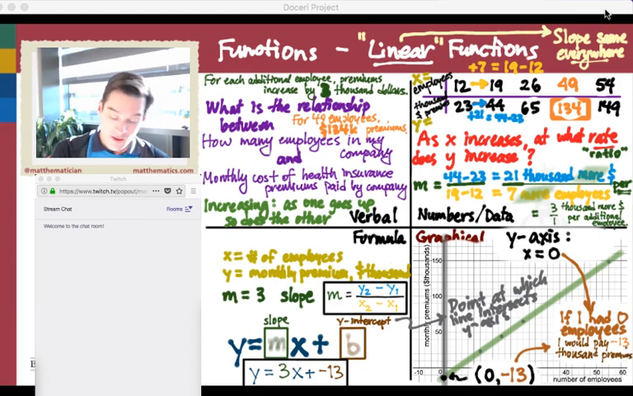Run out of space there. Okay, so there is a complete sentence that contextualizes the meaning of the y-intercept in this example from last week. If I had 0 employees, so if I cut everybody, including myself, from the company, presumably, then I would pay negative $13,000 in health insurance premiums. That's an honest interpretation of what this intercept means.